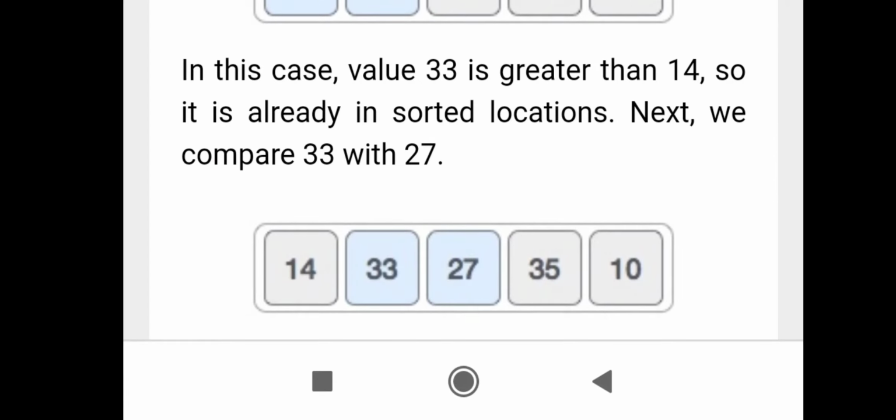So 33 is greater than 27. So there is a need of swapping these two elements. So 33 and 27 are swapped. One more time, the next comparison is 33 and 27. So there is a need of swapping, because 33 is greater than 27.